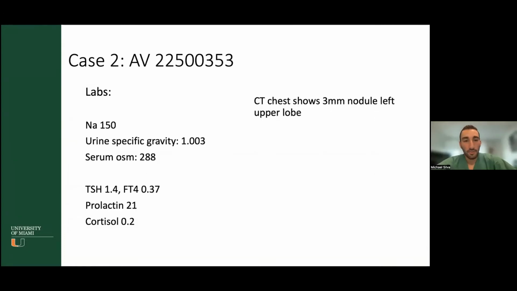As I mentioned, she was hypernatremic on admission. Urine specific gravity was 1.003. There are her pituitary labs as well. Ahmad, what about these labs kind of jumps out at you? What are you worried about or thinking about? It's pretty low urine specific gravity, hypernatremic to 150.